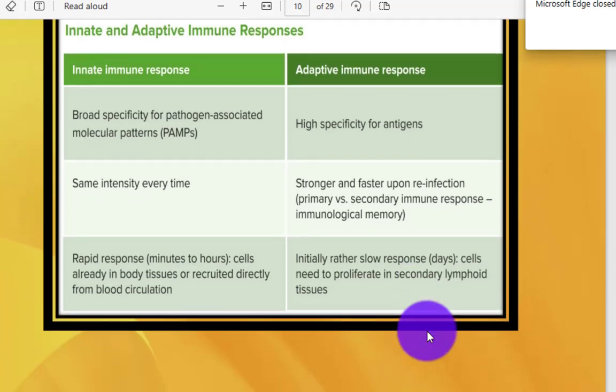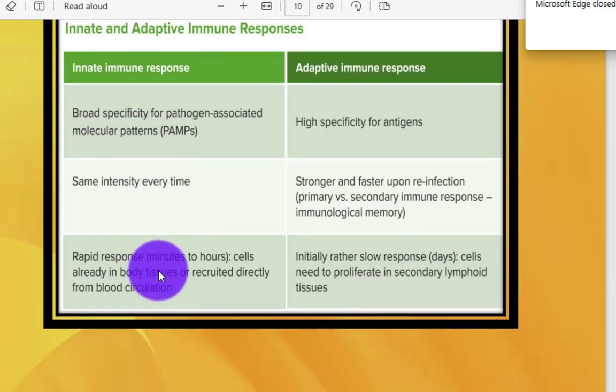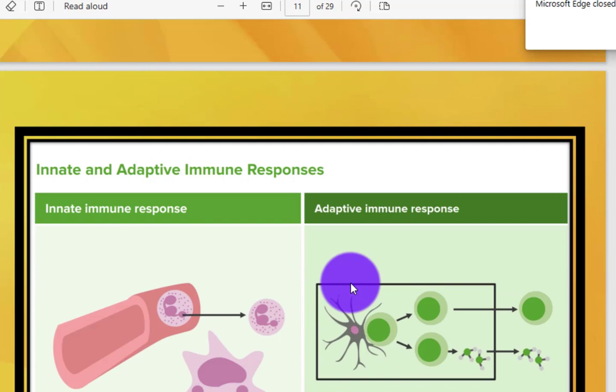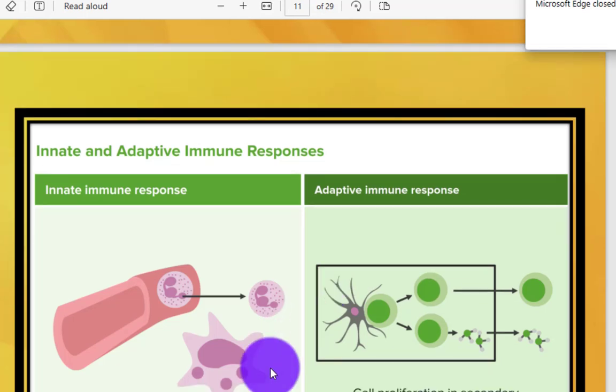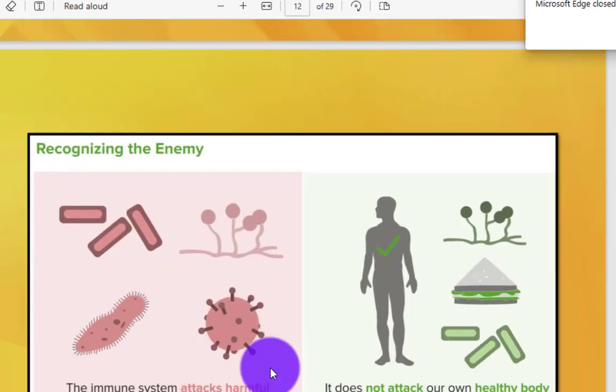Rapid response in the innate immunity, minutes to hours, cells already in body tissue or recruited directly from blood circulation. In adaptive immune response, initially a rather slow response, cells need to proliferate in secondary lymphoid tissue. Innate and adaptive immune response. Innate immune response, rapid response. Adaptive immune response, cells proliferate in secondary lymphoid tissue.